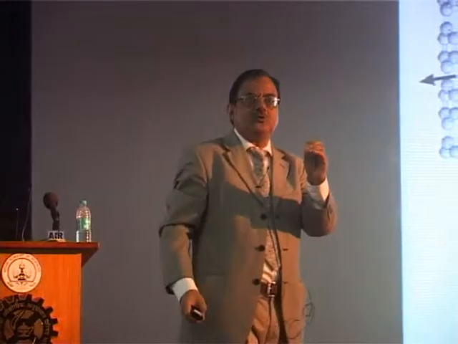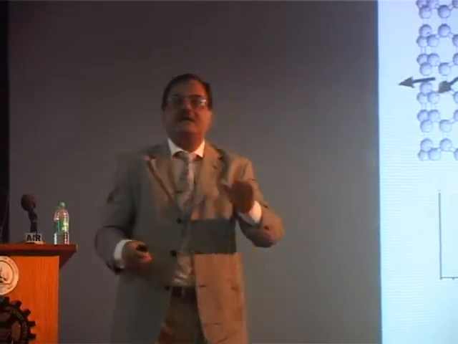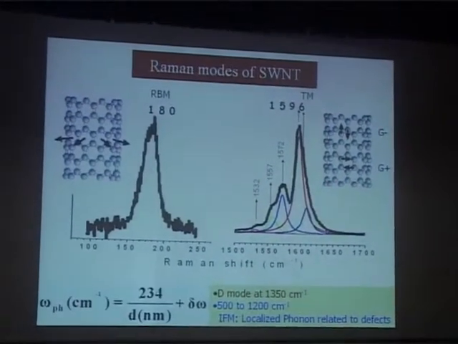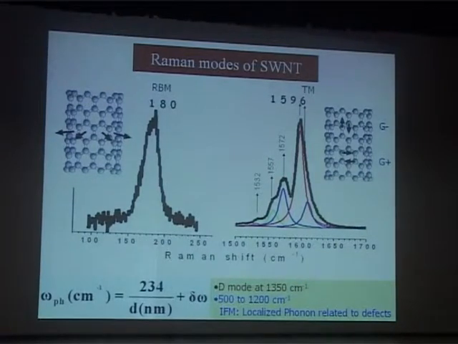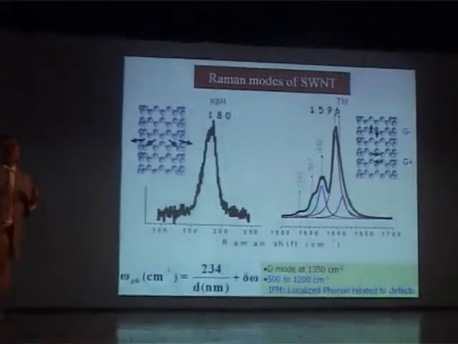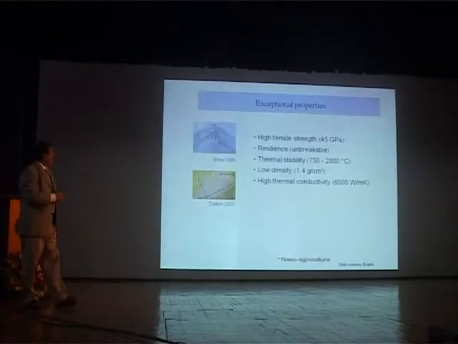So this is so specific to a metallic tube vis-a-vis a semiconducting tube, that you can completely identify the diameter from here, and the metallic or the semiconducting nature from these tangential modes. So Raman spectroscopy has come out as the most powerful method in this nanocarbon research.